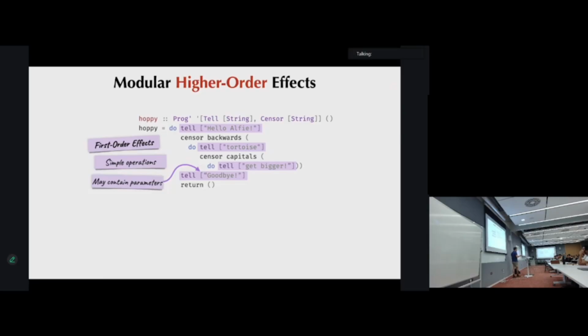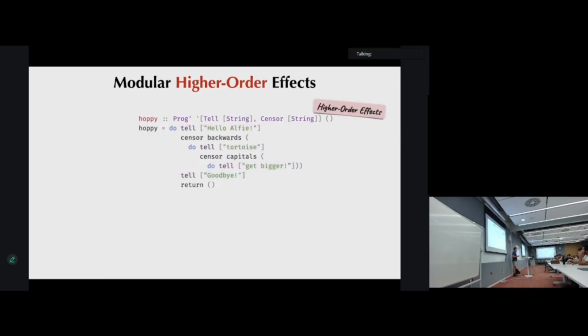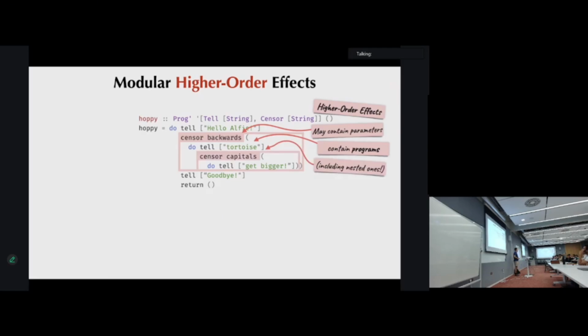And it's fine that we also have these different parameters. Whereas higher order effects, like censor, take parameters like strings or functions as well. That's not a problem. But what they also do is they contain programs as their payloads. So what censor does is its second parameter is taking a program as a parameter, and that's something that simple operations can't do. So this is the sense of higher orderness, because you can take programs as an input. And of course you can take programs that take programs that take programs and so on. And that's why we're able to nest these censors inside the system.